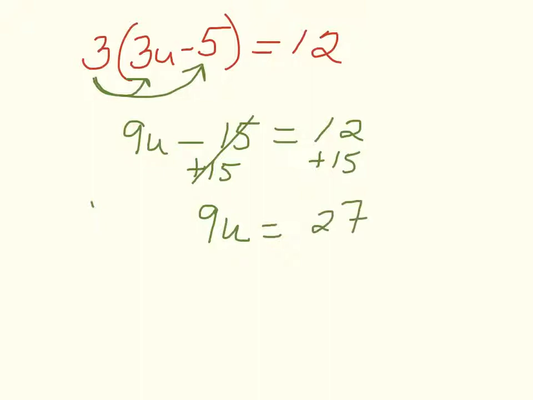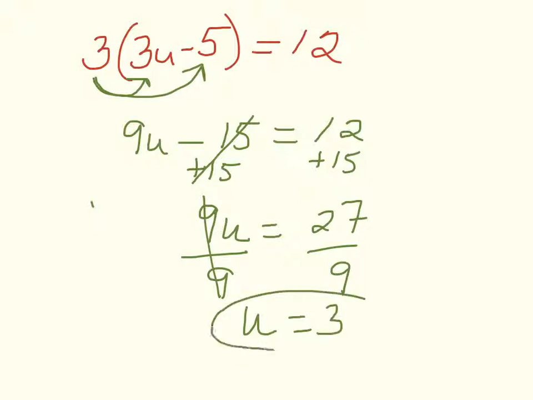The last thing we need to kick out from the u's spot is the 9. The 9 is multiplying. We undo multiplication by division. Those cancel out to 1, leaving us with the plain u. And 27 divided by 9 will give us 3.